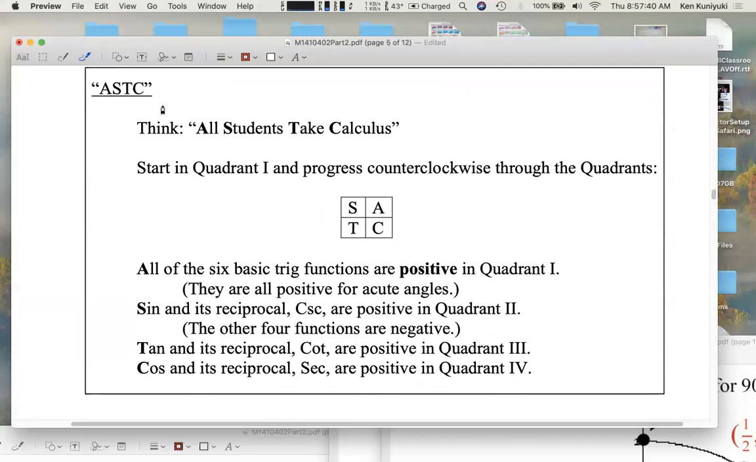ASTC. This is an acronym for many phrases. All students take calculus. I know some ones that are not as polite, but all students take calculus. That's one way of remembering ASTC. This is a quick way of remembering which trig values are positive in the various quadrants. A: all of the 6 basic trig functions, sine all the way through cotangent, are positive in quadrant 1. That makes sense because in quadrant 1, x and y are positive, and all the ratios are positive. A for all.